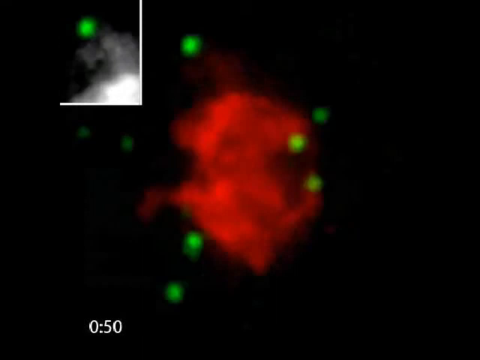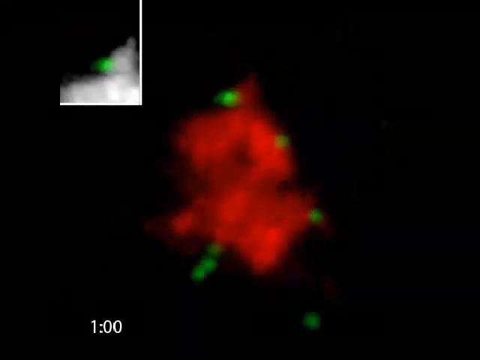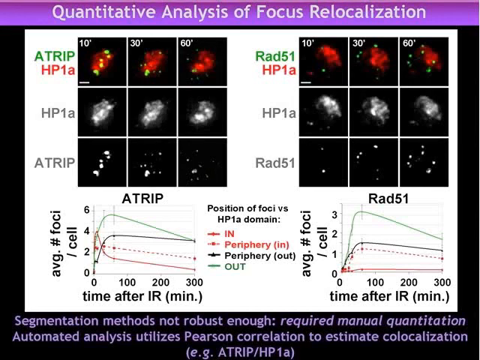Okay, now we can do quantitative analysis of the relocalization of foci, and that's shown here. For the sake of time, I'm not going to go into detail, but you can compare the A-trip behavior. These are stills from these movies at the top with the different time points. At the bottom is a quantitation where we've looked at the solid red line is foci that are within the HP1 domain. Dashed line is at the periphery but still inside the domain. At the periphery or outside is a black line, and if they're outside, you see a green line.